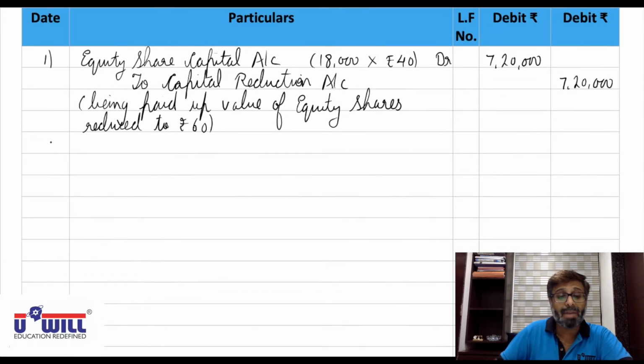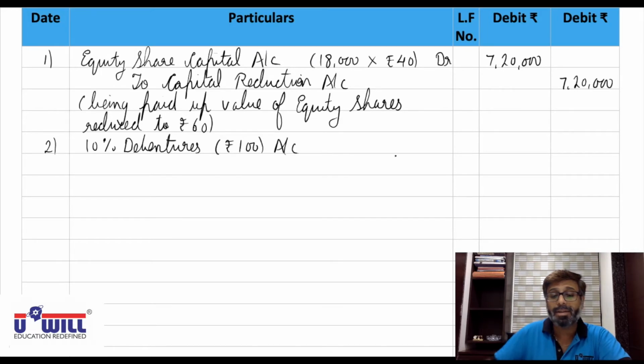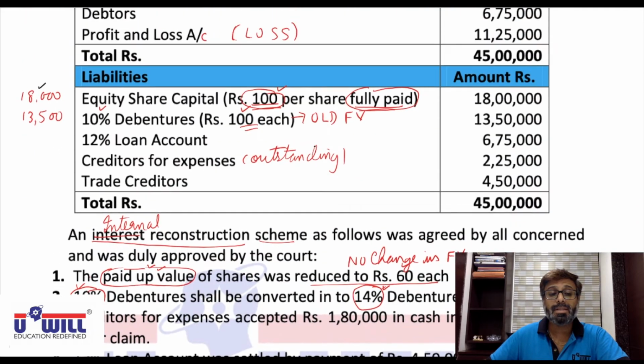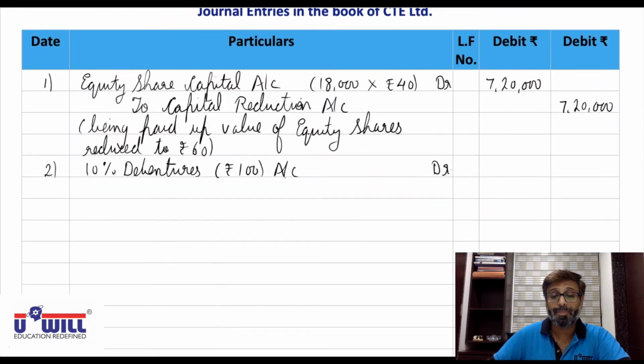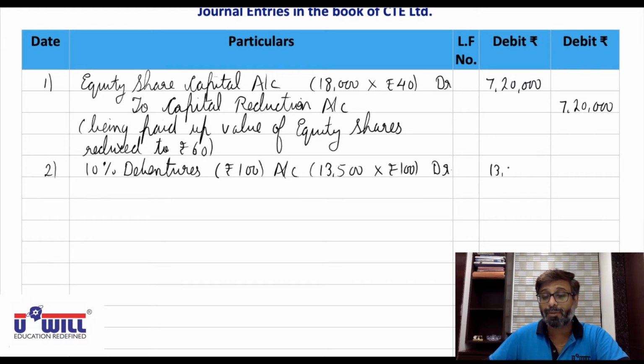Means here the entry passed would be 10% debentures in bracket old face value rupees 100 account debit. Now this we will debit with full amount, that is 13,500 into 100, 13,50,000. Okay, 13,500 debentures into 100 rupees of face value, 13,50,000.